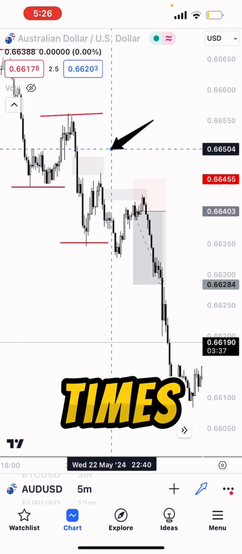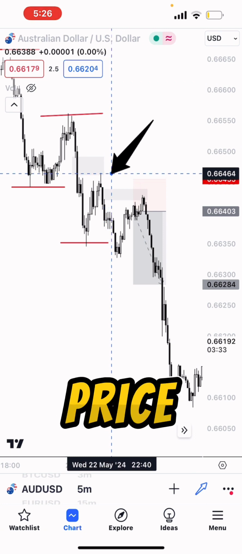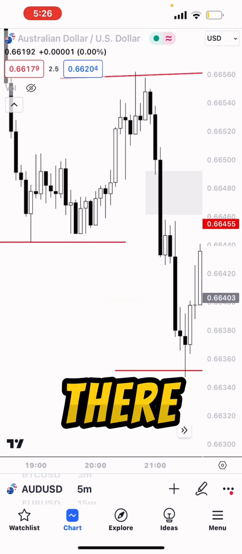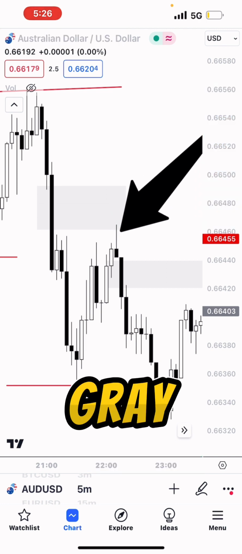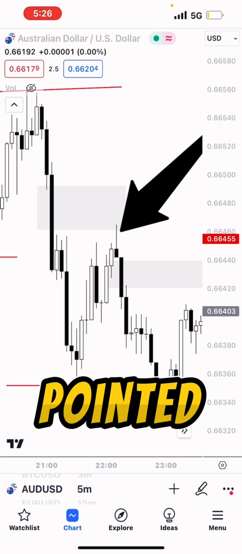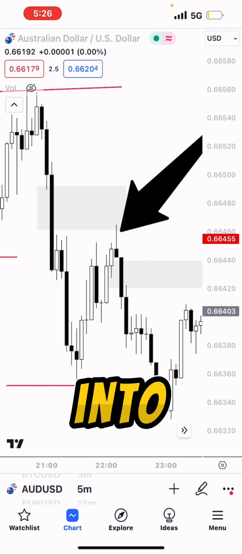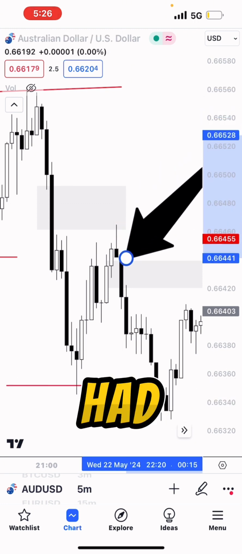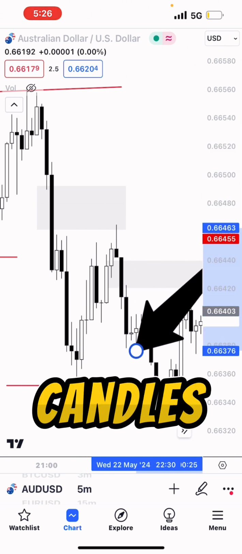And so a lot of times these gaps will always get filled, like you see right here, how this wick right there on price, how that wick right there taps into that gray box where the arrow's pointed to. And then after that wick, that candlestick wick tapped into this gray box here, we had a major sell-off with all those black candles. These are basically the red candles.